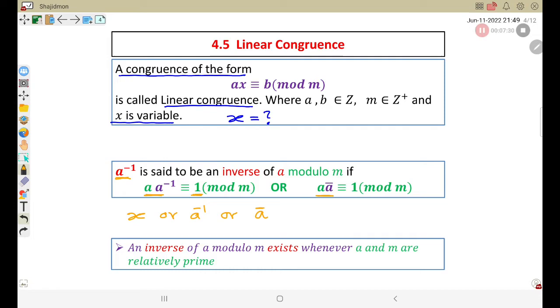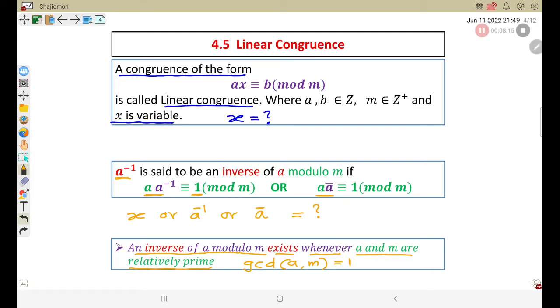Now, when can we find these values, A inverse or A bar or x? An inverse of the number A under modulo M exists whenever A and M are relatively prime. A inverse, or the solution, exists only in this case, when A and M are relatively prime. Remember the meaning of relatively prime: the GCD of the numbers A and M should be 1, then only the solution exists. Then only can we find the value x or A bar. The two numbers should be relatively prime.